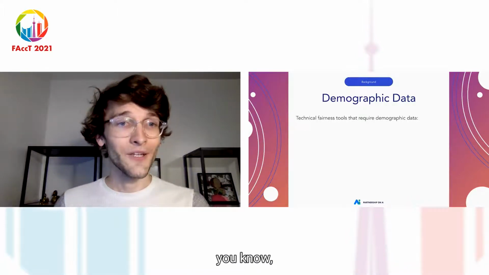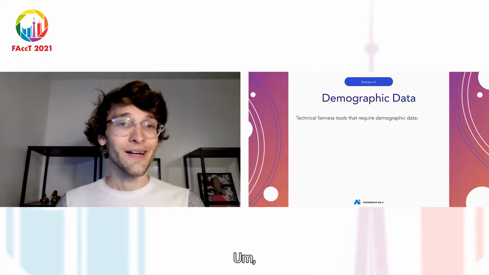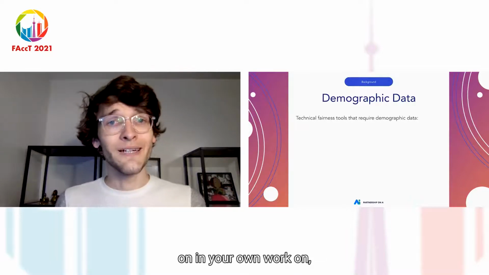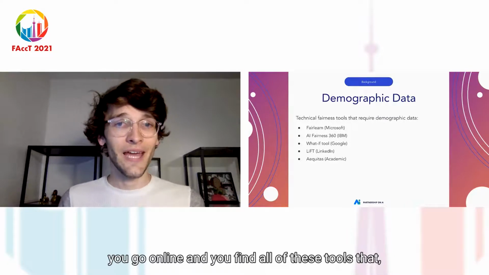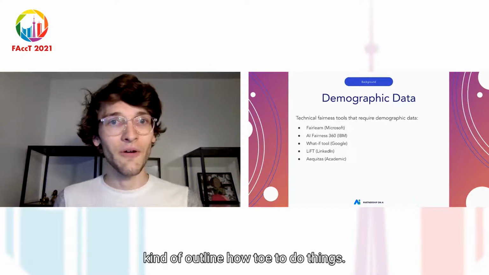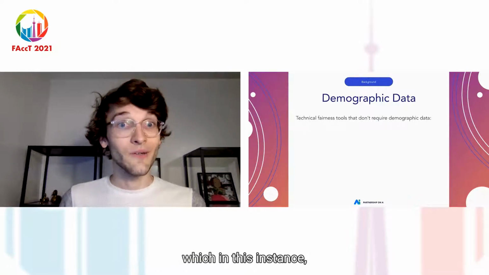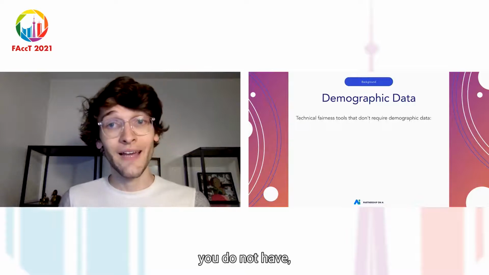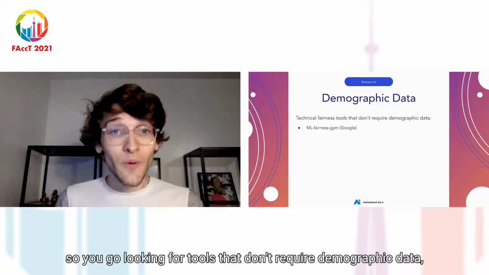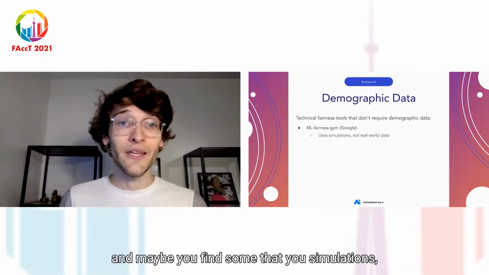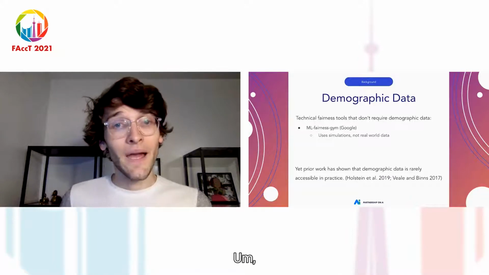imagine you're just getting into the space and you're trying to figure out how to use some fairness techniques within your own work. You go online and you find all of these tools that outline how to do things, but they all require access to demographic data, which in this instance you do not have. So you go looking for tools that don't require demographic data, and maybe you find some that use simulations, but nothing that lets you use your own data.